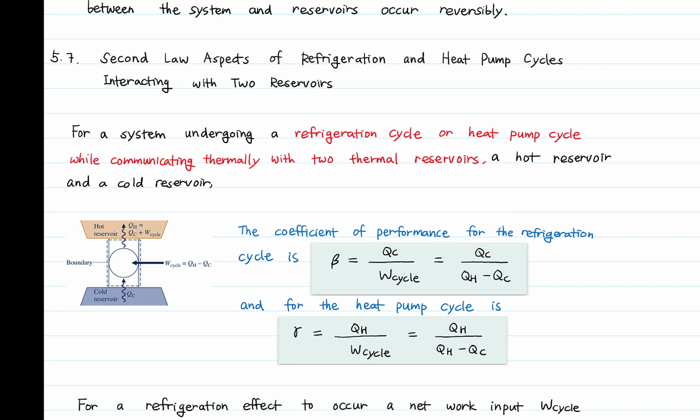5.7. Second law aspects of refrigeration and heat pump cycles interacting with two reservoirs. A refrigerator is a continuously operating device to transfer heat from a low temperature to a high temperature. So we'll draw a schematic for a refrigeration system. So this is a refrigeration system.